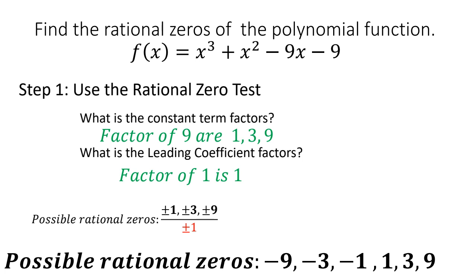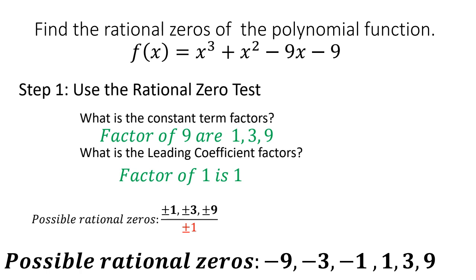So again, the factors of my constant were 1, 3, and 9. So I'm going to look at positive 1 and negative 1, positive 3 and negative 3, positive 9 and negative 9. And I only had one factor for my leading coefficient, which was 1, so I'm going to look at both the positive one and the negative one. And then I would do these divisions. I would start with the positives. Positive 1 divided by the positive 1 would be 1. Positive 1 divided by a negative 1 would be a negative 1. If I do this for all of these, I get this. These are the possible zeros: negative 9, negative 3, negative 1, 1, 3, and 9.